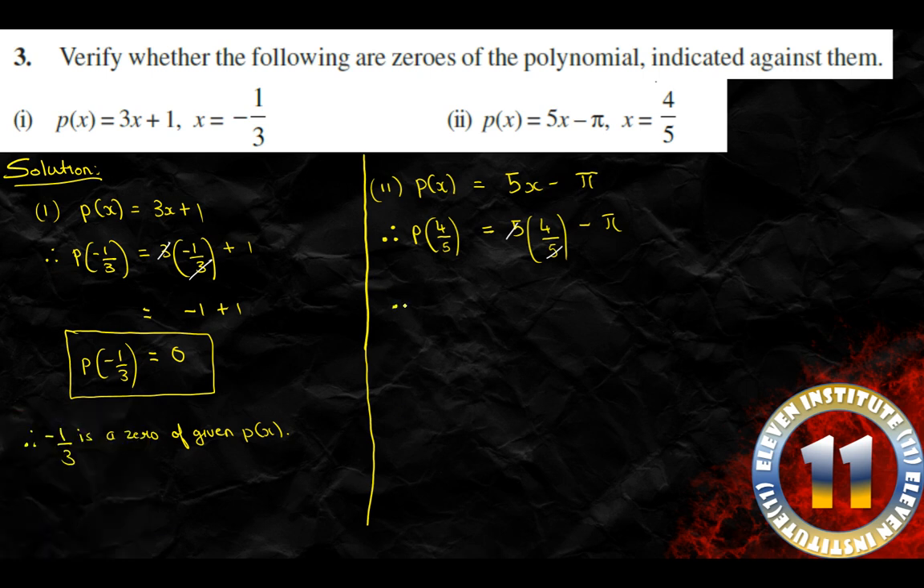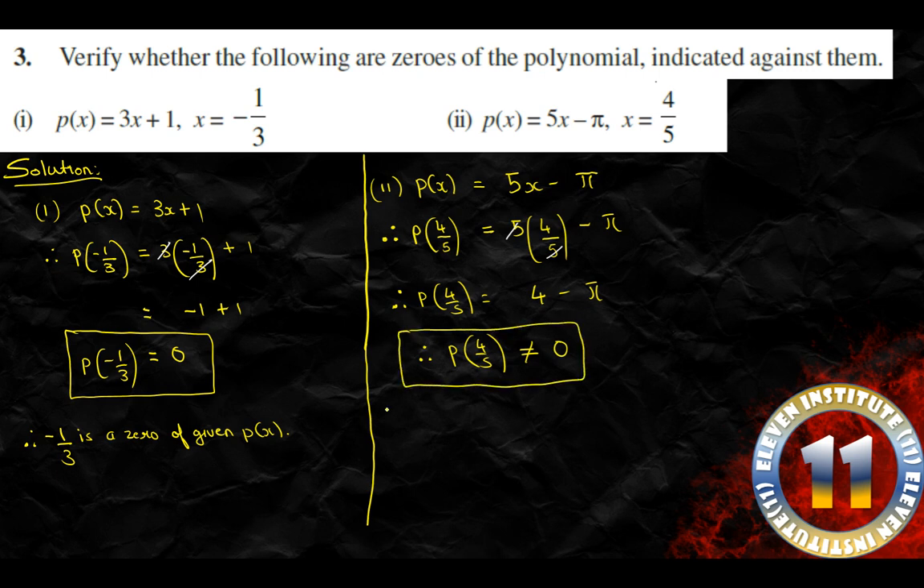Right, so therefore I can write p of 4 upon 5 is equal to 4 minus pi. Now think, what is the approximate value of pi? 3.14. So in fact, if you put over here 3.14, 4 minus 3.14 is not equal to 0. So we can write therefore p of 4 upon 5 is not equal to 0.